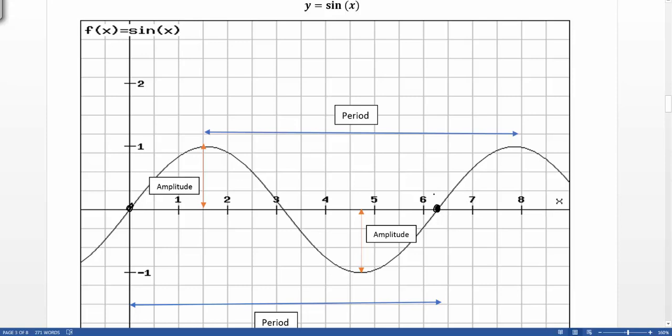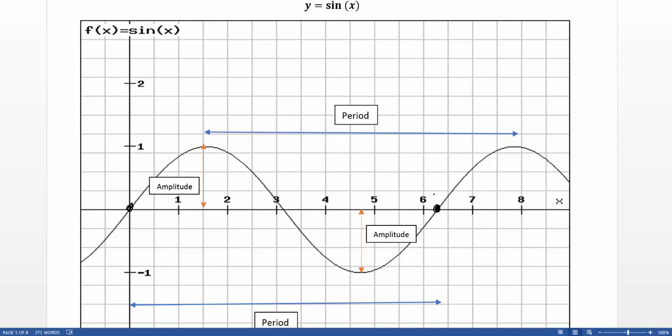Sine has an amplitude of 1. It varies between 1 and -1. So if we do the maximum minus the minimum, 1 minus -1, that gives us 2. If we then divide by 2, that gives us our amplitude of 1. And we can see that our midline happens to be the x-axis here. And from the x-axis, our function varies by 1 in either direction.